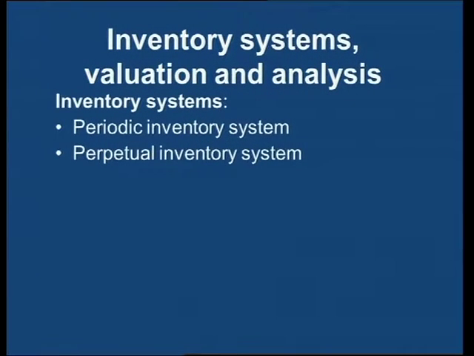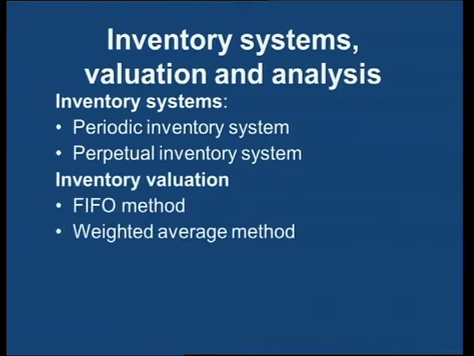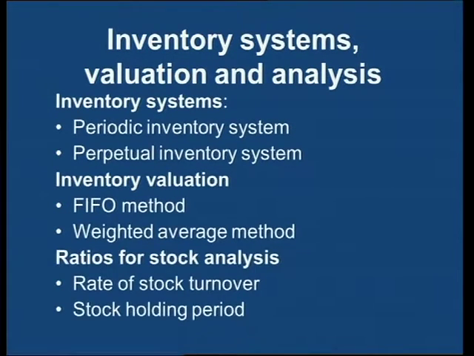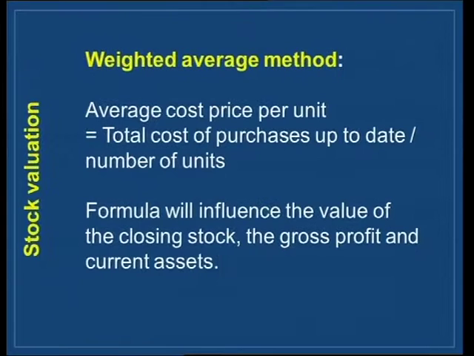So just to recap what we are doing, inventory systems. For inventory systems, we have the periodic inventory system and the perpetual inventory system. Then inventory valuation, the FIFO, first in, first out method, and the weighted average method. And then the ratios that we use with regards to stock is the rate of stock turnover and the stock holding period. Okay, so let's look at weighted average.